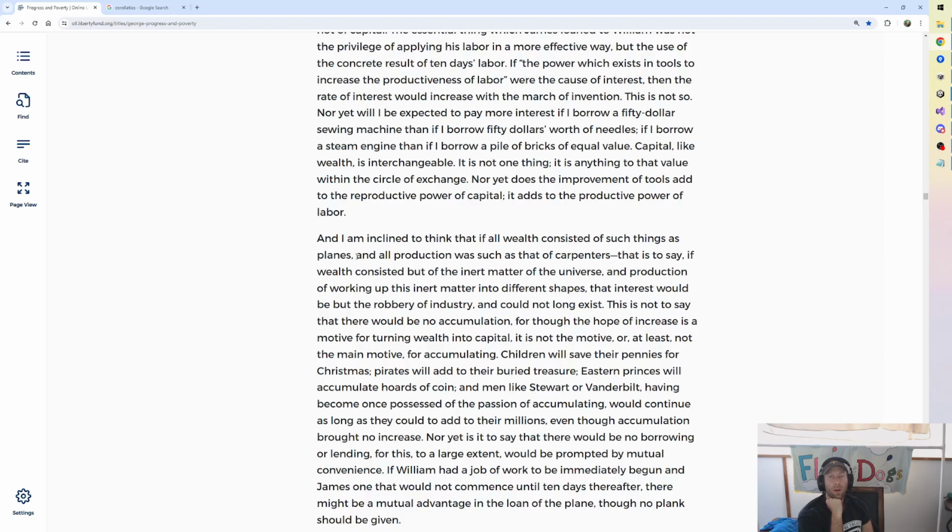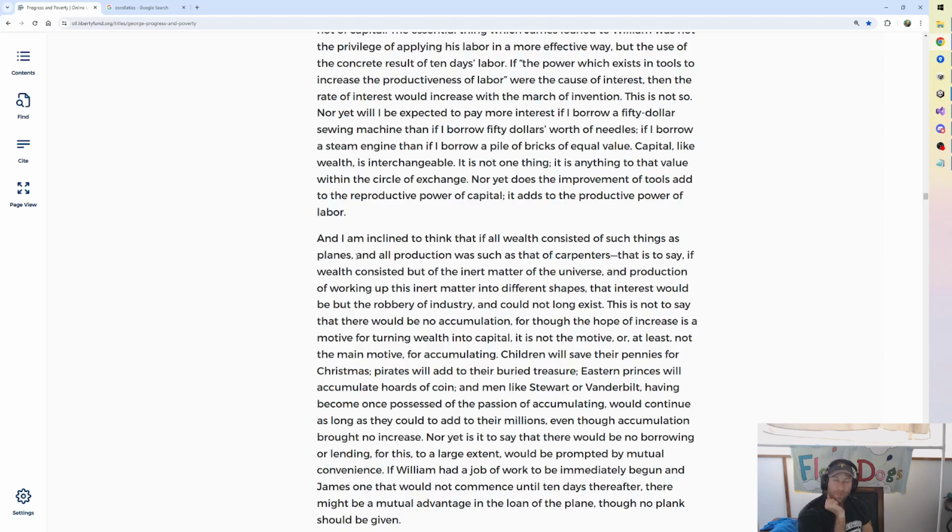Capital, like wealth, is interchangeable. It is not one thing. It is anything to that value, and within the circle of exchange. Nor yet does the improvement of tools add to the reproductive power of capital. It adds to the productive power of land.